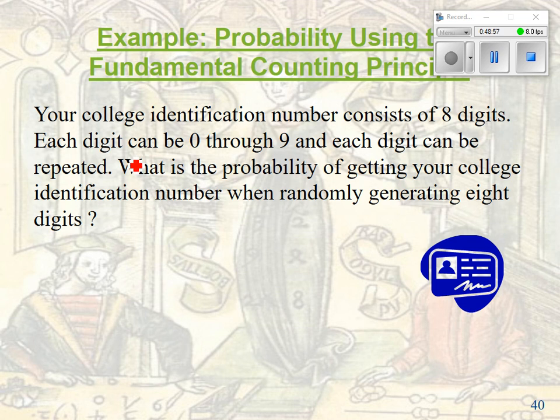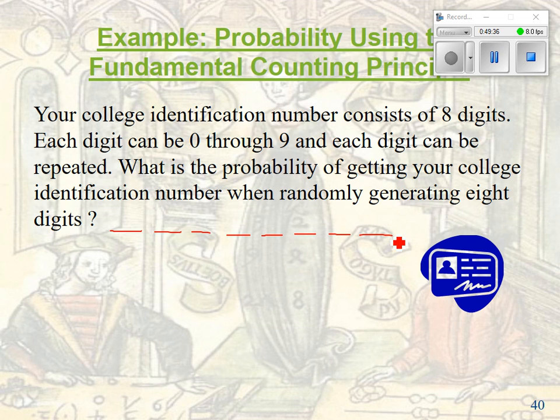Your college identification number consists of 8 digits. Each digit can be 0 through 9, and each digit can be repeated. That's a big difference here in some problems. What is the probability of getting your college identification number when you randomly generate 8 digits? So if somebody's trying to steal your ID, what's the chances that they're going to randomly grab those 8 digits? What I like to do on problems like this is I like to make blanks. If I know it's got 8 digits, then I make 8 blanks. There's 4, 5, 6, 7, 8.